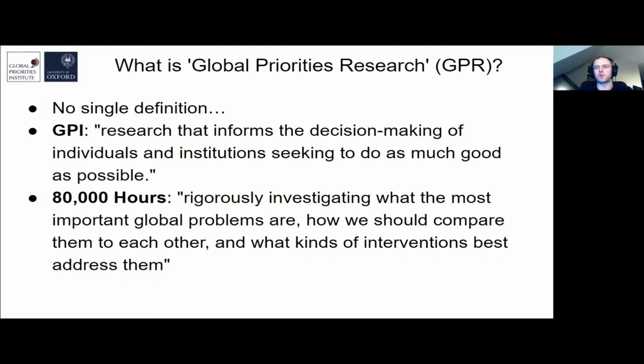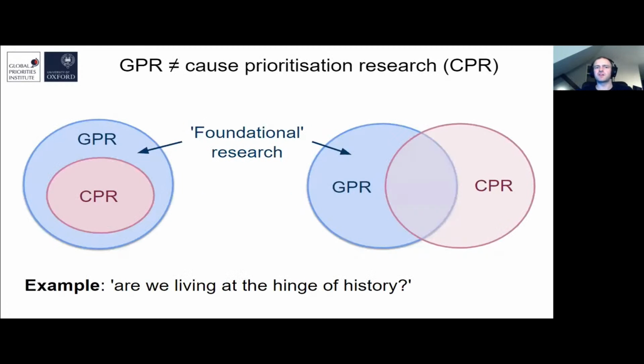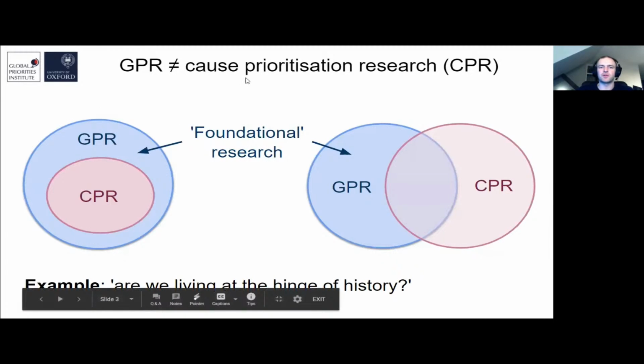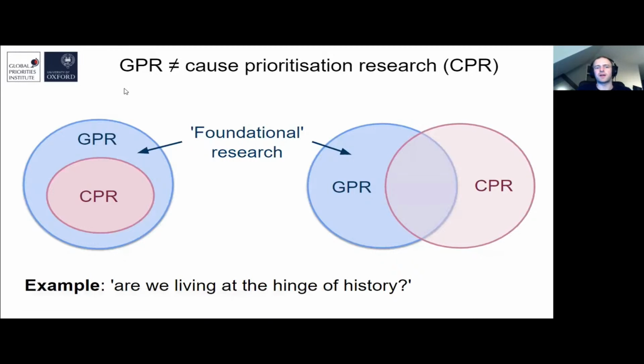We're going to spend the first few minutes talking about what my own views are about what global priorities research is and also what it isn't. The first thing to say is that global priorities research is not the same as cause prioritization research, in my opinion at least. I think the best way to think about this is this Venn diagram on the left, which is closest to my own view, where cause prioritization research is a subset of global priorities research. The idea here is that there are some topics that might fit under global priorities research which don't really require you to compare the effectiveness of different causes.